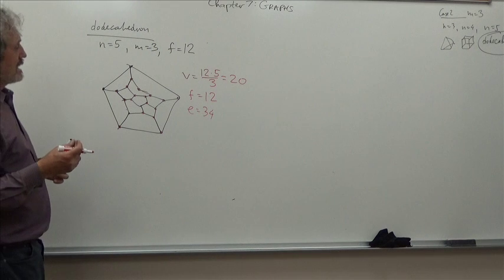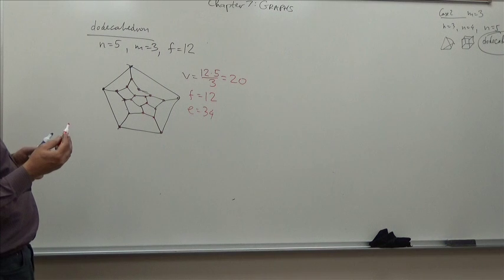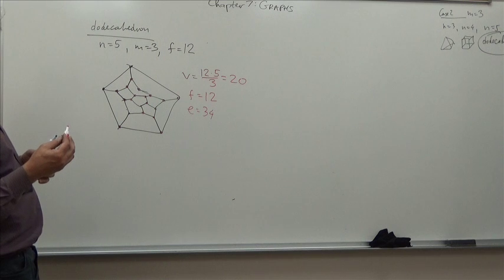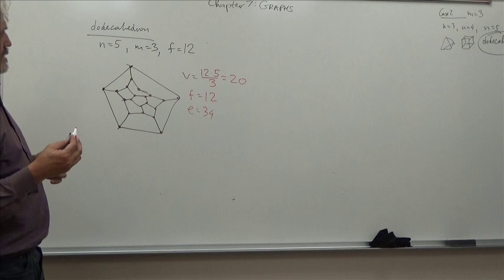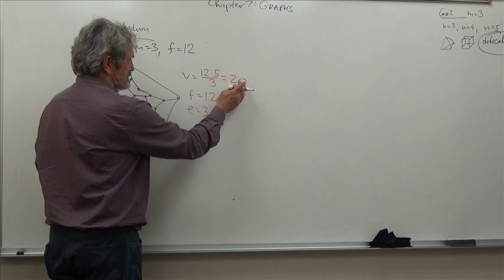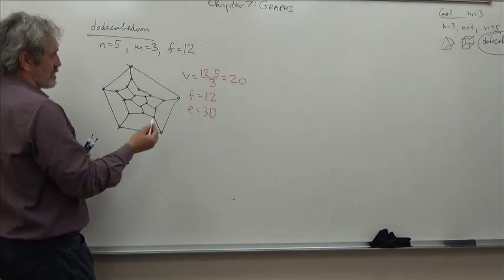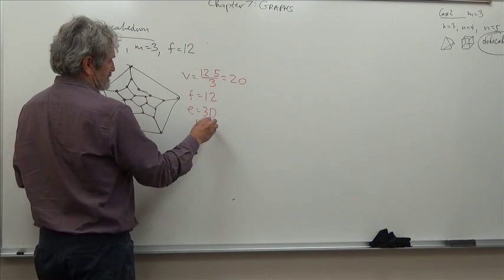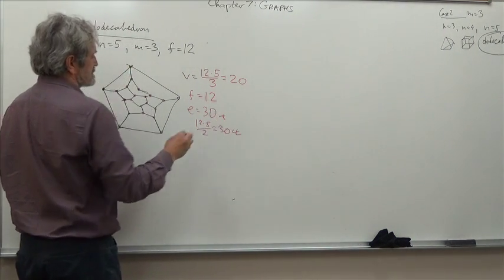Let me correct this. The number of vertices: 12 faces, 5 each, 3 divisions. So that's 20. The number of faces is 12. Oh, sorry, the number of edges, when I add it up and subtract, should be 30, which is normal because we have 12 faces, each of them has 5. When you divide by 2, that should be 30, and that matches.